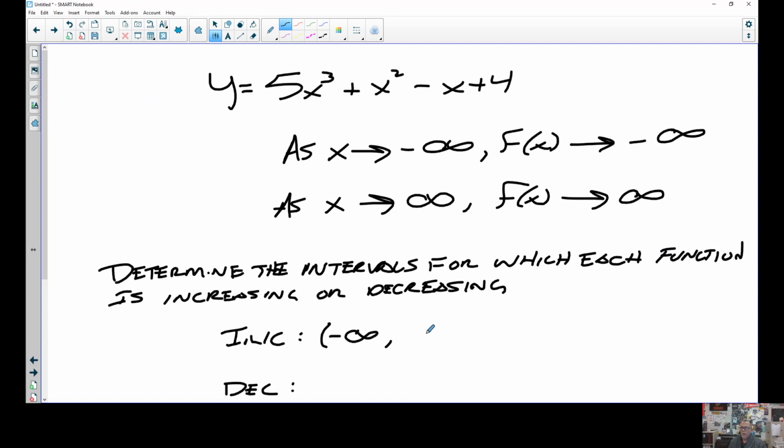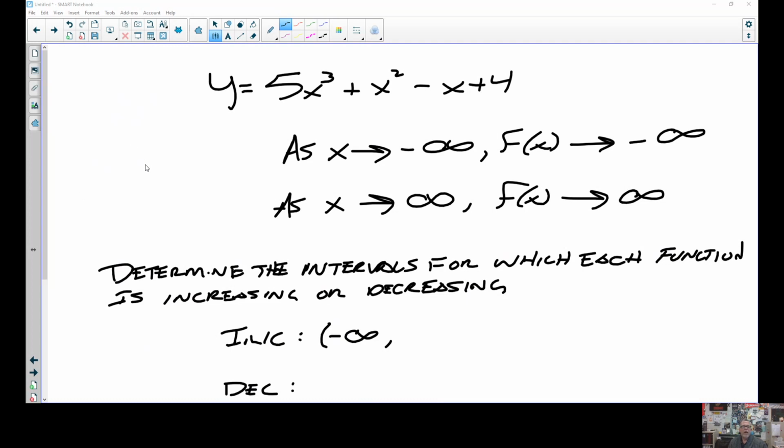Then how far are we going? Well, we're going to go up to wherever this turns around, so we've got to find that point. That's a maximum value, isn't it? A local maximum is what we call it. So we've got to find where that local maximum is, and we can do that with our calculator.